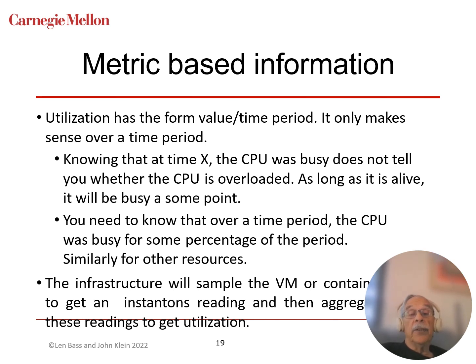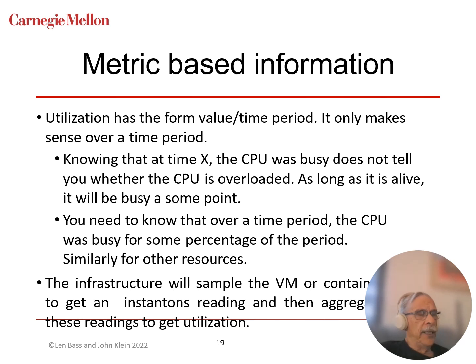So utilization, again, has the form value over a time period. And this is what I said about knowing that something is busy at an instant doesn't tell you anything. It's over a time period. And so how does the infrastructure do this? Well, it samples it every once in a while.